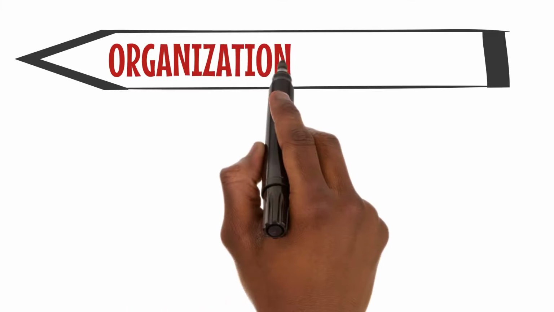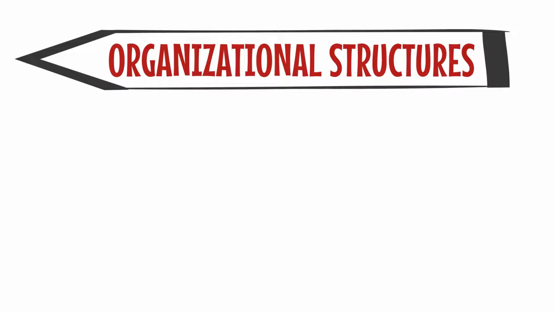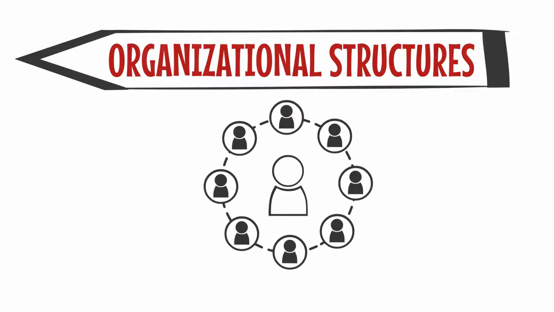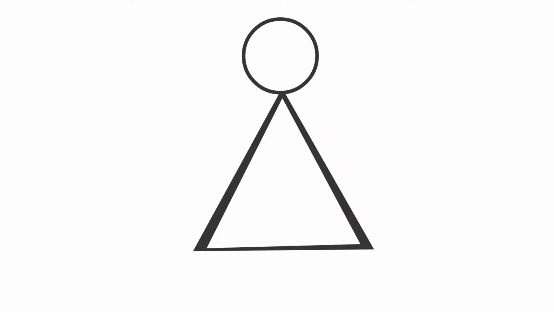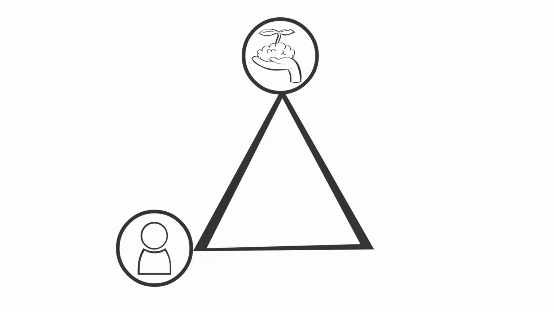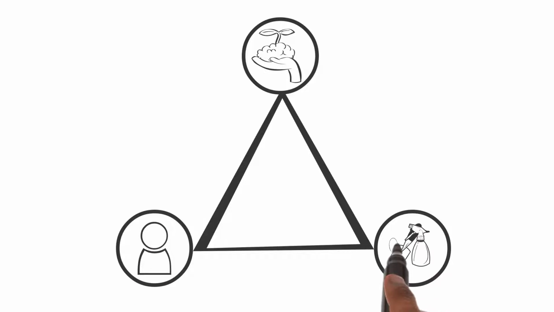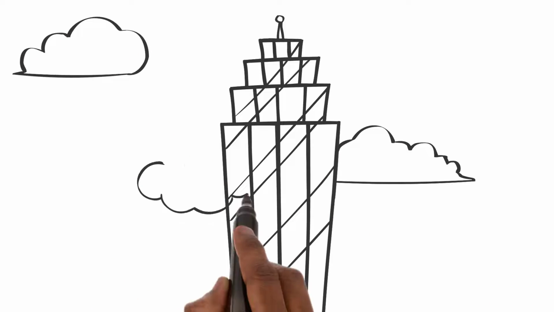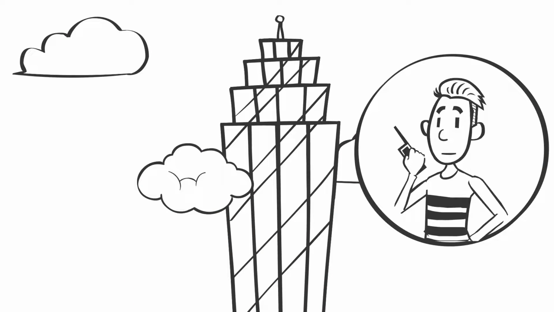Moving on to organizational structure. It is like building a network of job positions and authority relationships. Picture it as a pyramid that shows how tasks, people, and resources connect. It's like the blueprint for a super skyscraper, making sure everyone knows their roles and how to communicate.